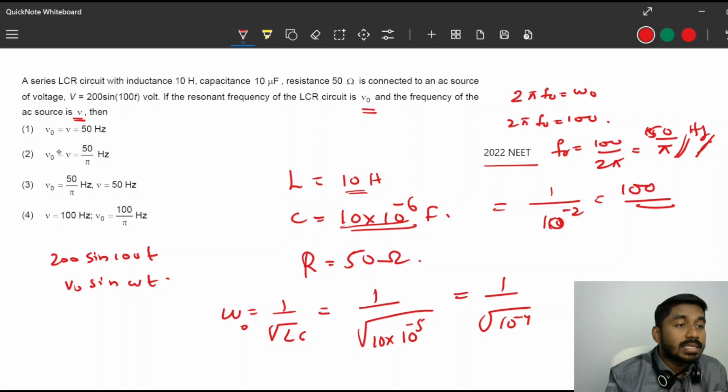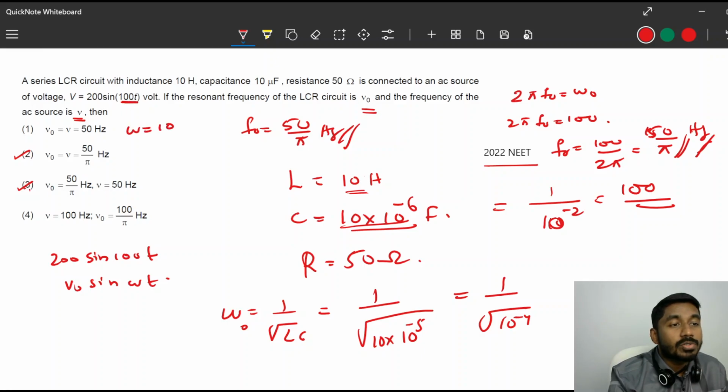So omega 0, that is f0, or mu 0, is equal to 50 by pi hertz. That is the first answer. Which option is giving this? So option either 3 or 2. And here also, directly from the question, it is given as omega equal to 100. So what is f then? 50 by pi, same as before. So here the resonant frequency and the frequency of working are both given as 50 by pi. So what is the answer? Option 2 is the answer.